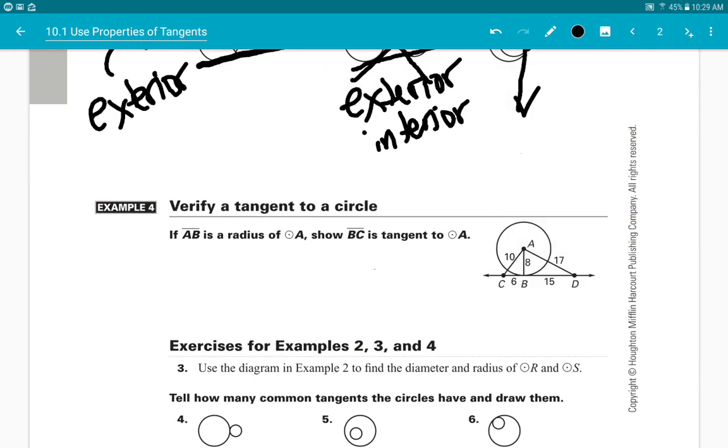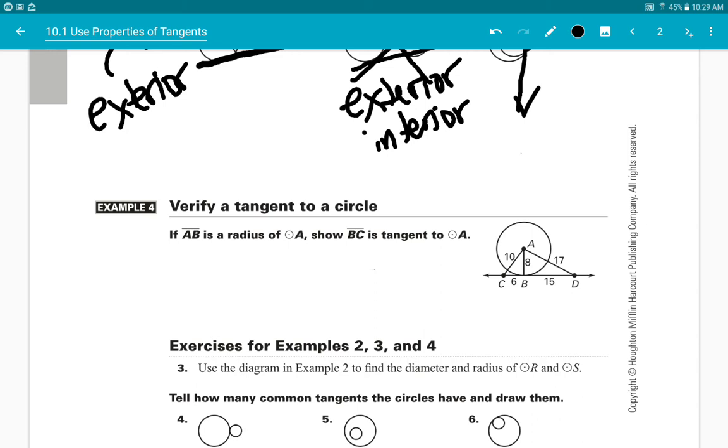Okay, so here we go. It says to verify a tangent to a circle. So they're just telling you that they think it's a tangent. You need to verify that. How would you verify that? If segment AB is a radius of A, show that BC is a tangent to A. There are two kinds of ways to prove that here.